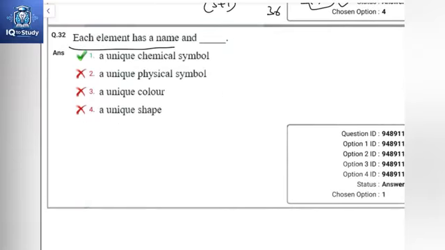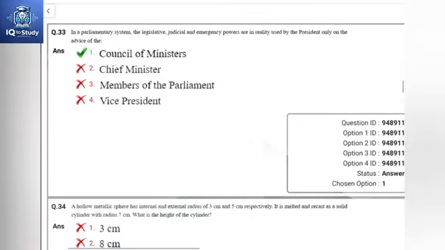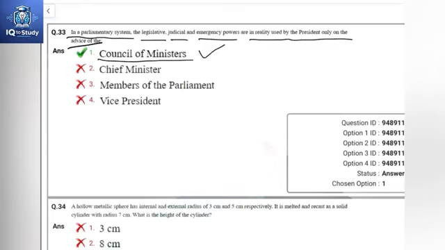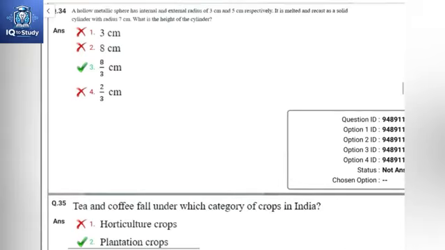Each element has a name and unique chemical symbol. In a parliamentary system, the legislative, judicial and emergency powers are in reality used by the President only on the advice of Council of Ministers. There are 3 categories of ministers. They are Cabinet Ministers, Minister of State and Deputy Ministers.